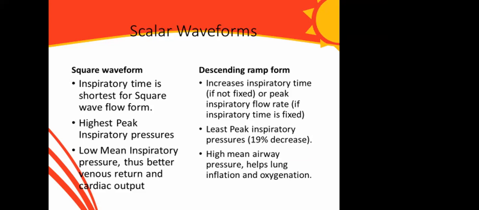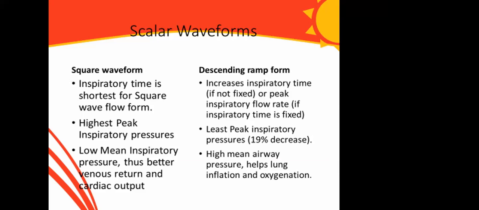Otherwise, for patients who are susceptible to barotrauma, you don't want to use a square waveform. All right, the descending ramp waveform, like I said, has increased inspiratory time, or the peak inspiratory flow time, and it decreases over time. In descending ramp, you have the least peak inspiratory pressure, as much as 19% decrease compared to the square waveform.